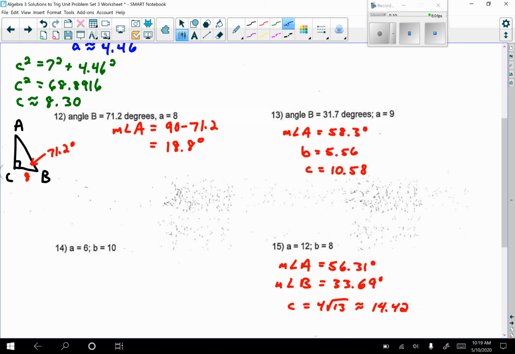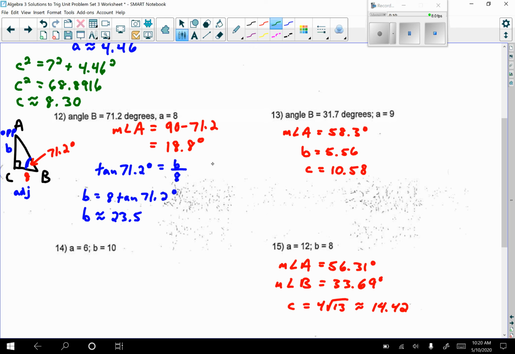All right, so next let's find side B. So again, I'm going to use angle B in this case. So side B is going to be the side that's opposite, and the 8 is adjacent. So I'm working with tangent again. So we're going to say tangent of 71.2 degrees is going to equal opposite over adjacent, so I'm going to get B over 8. So B is going to equal 8 times tangent of 71.2, which is approximately 23.5.